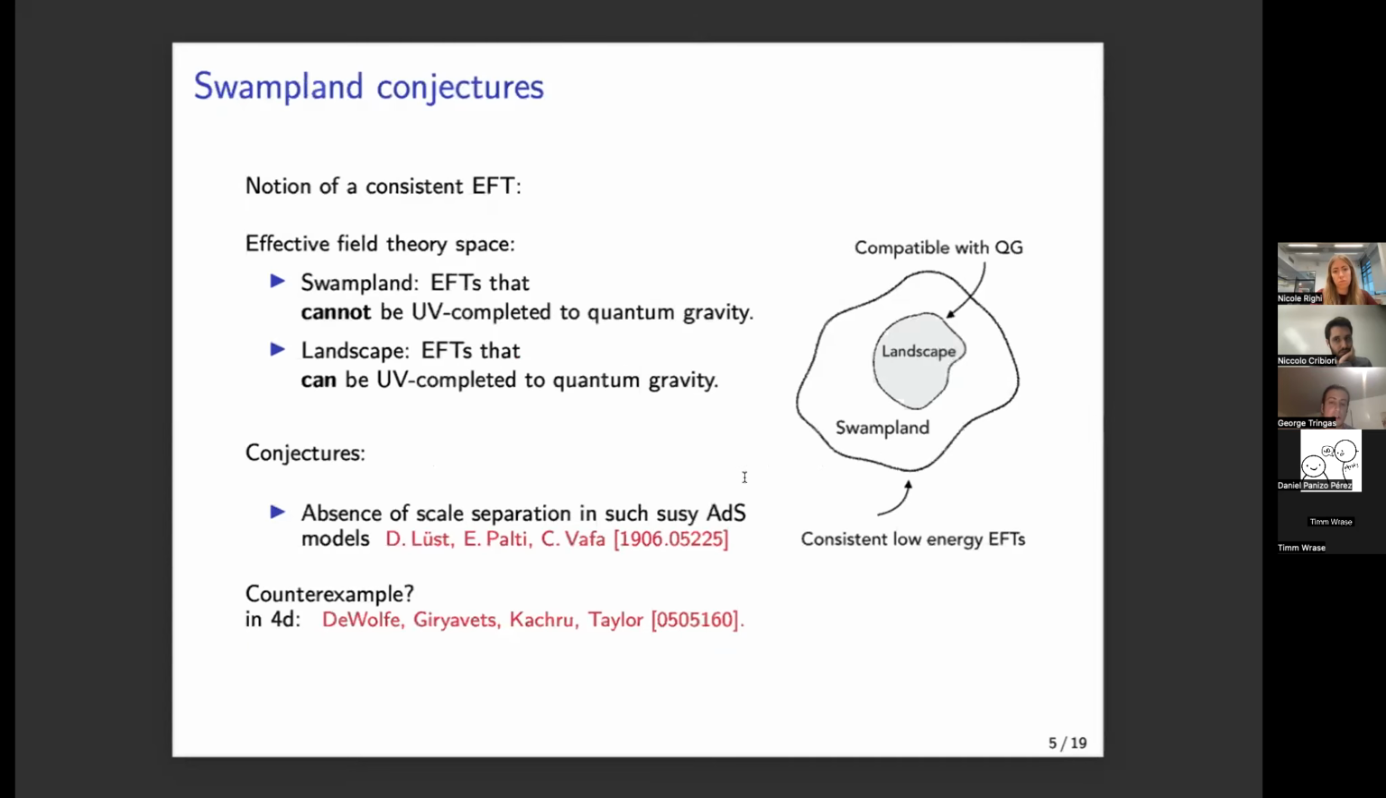Apart from those difficulties and technicalities, there are also swampland conjectures that really disfavor their existence. There are conjectures like the strong AdS conjecture, the distance conjecture, which say that models with such characteristics should not have scale separation. So is DGKT a counterexample to this conjecture, or is something going wrong due to the approximation, the smearing approximation that I will talk about in short?